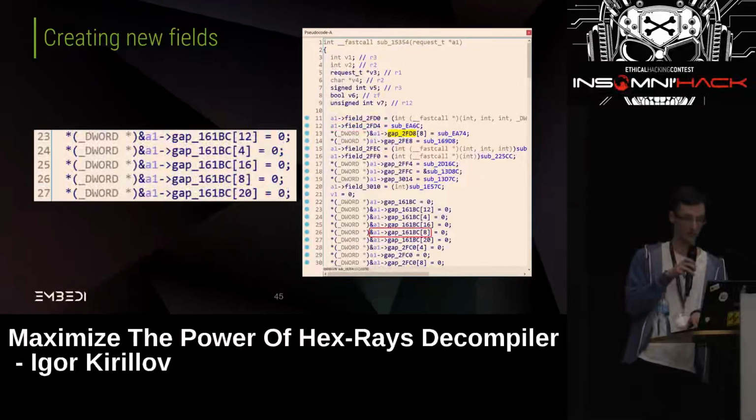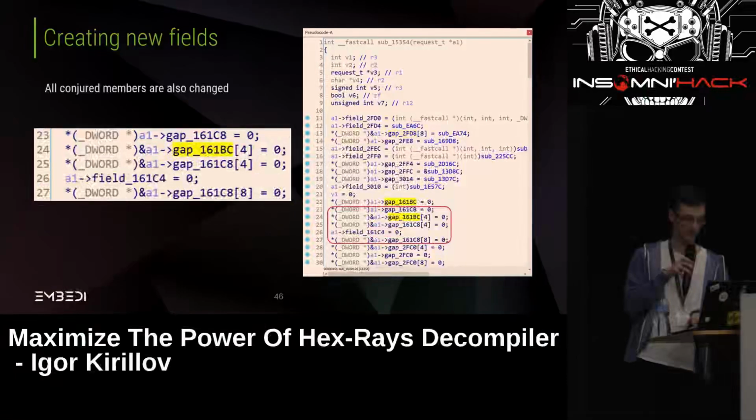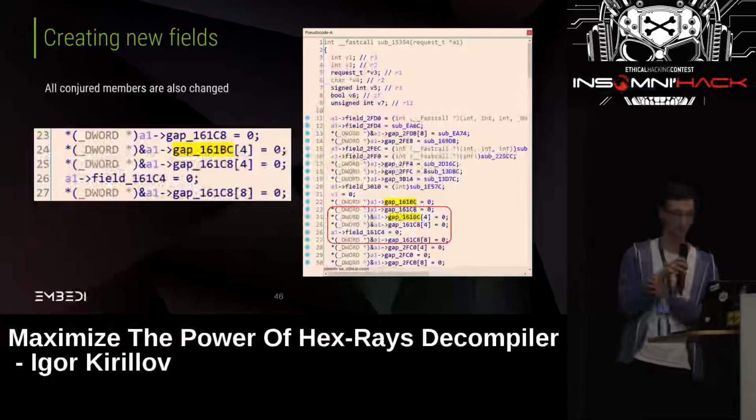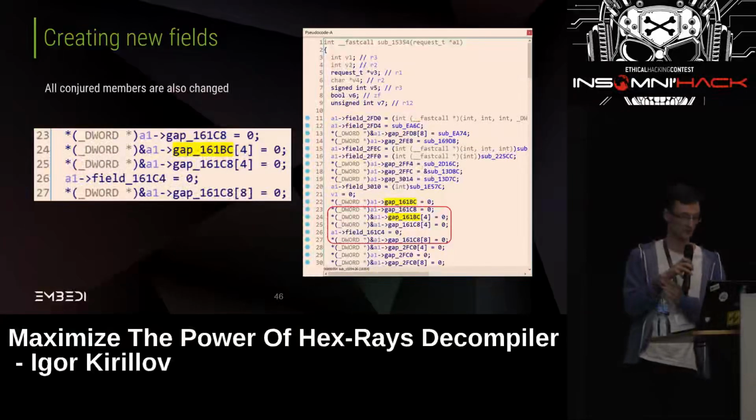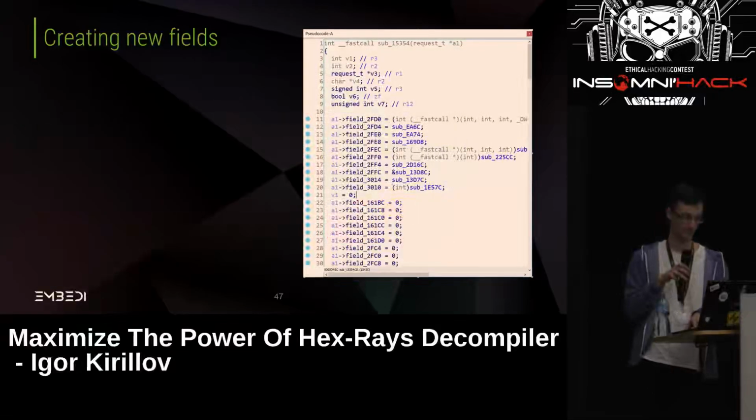And here we'll do the same for the line that marked. There are a lot of gaps there. And as the new member was created, you can see that gaps around the new member were also changed. And here I created new fields for every gap.